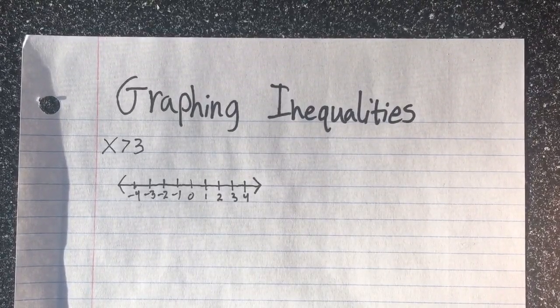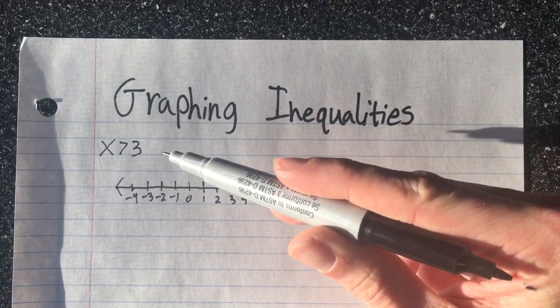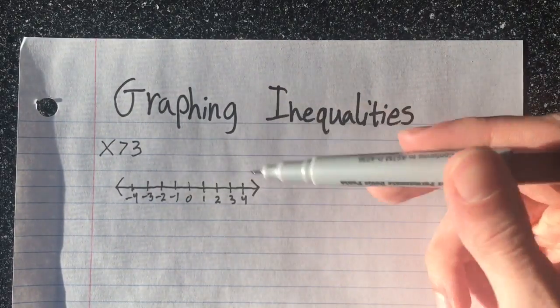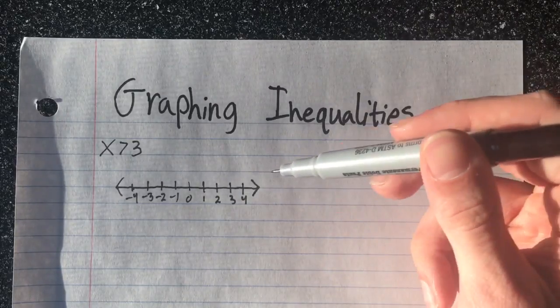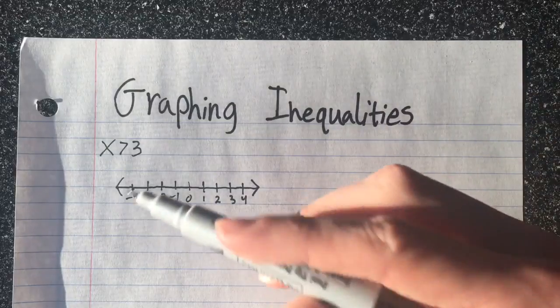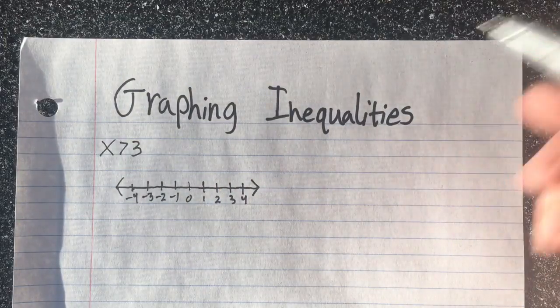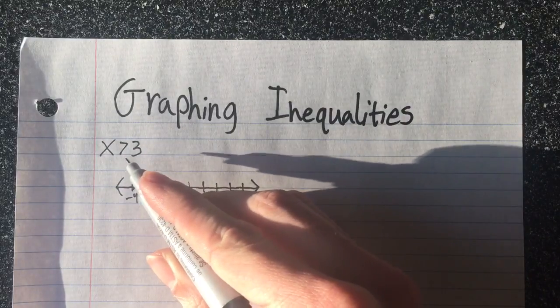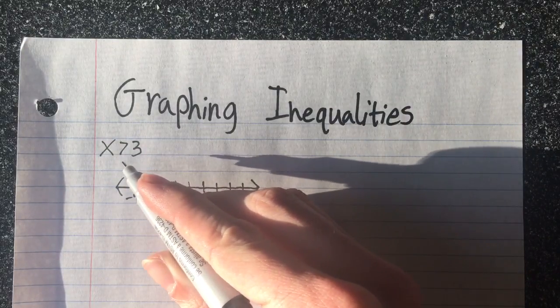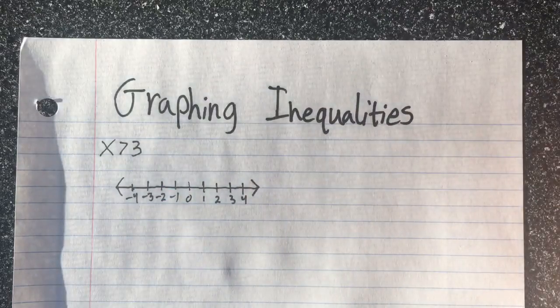In this video, I'm going to describe the literate practice of taking an inequality in symbolic language and turning it into a line on a number line that represents all the solutions or values for x that would satisfy that inequality. So the first thing we need to do is look at what inequality symbol we have. In this case, we have x is greater than 3.